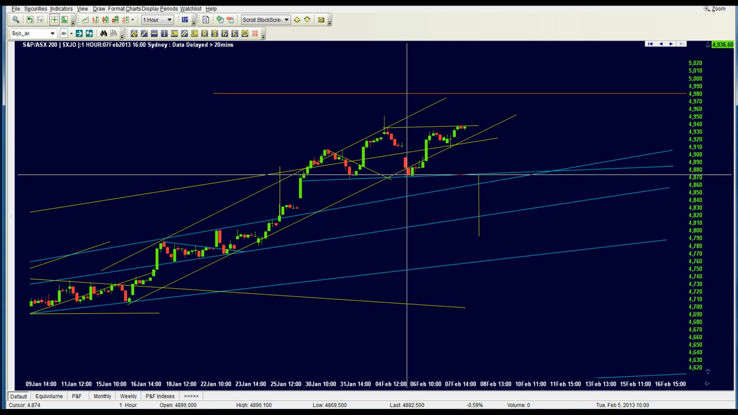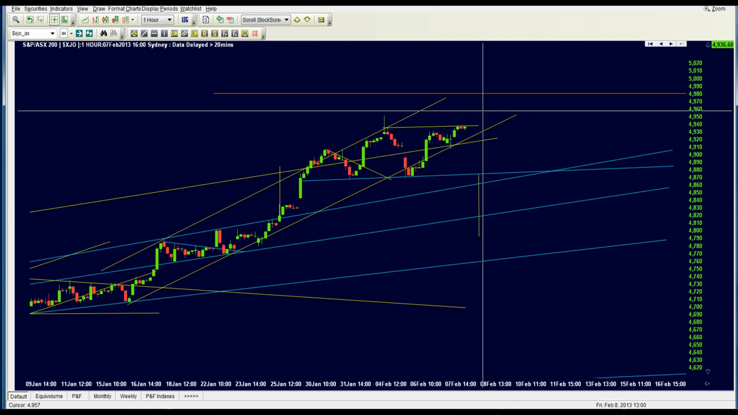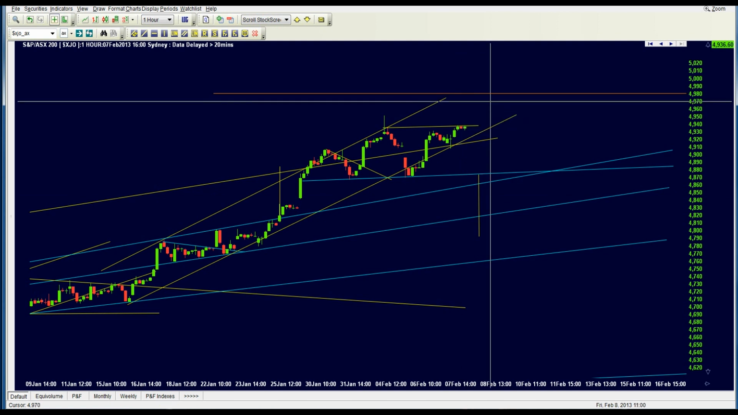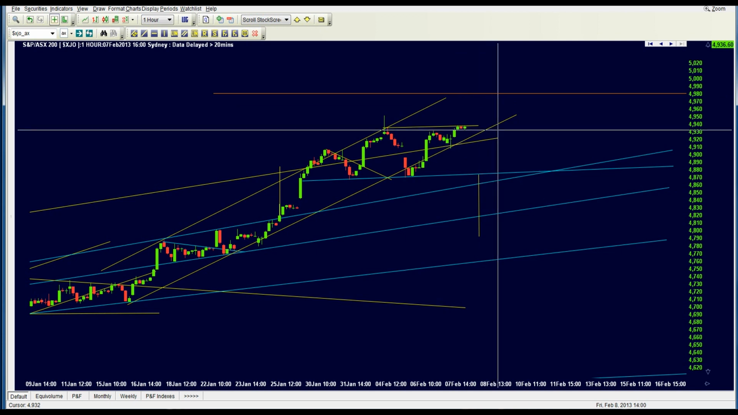So the ASX 200 may be coming up now to create a head of a larger head and shoulders topping formation. So guys, that resistance level up there around that 4,980 level may just get met. So it's quite interesting that the S&P 500 and the ASX 200 at this stage are acting in tandem with each other.